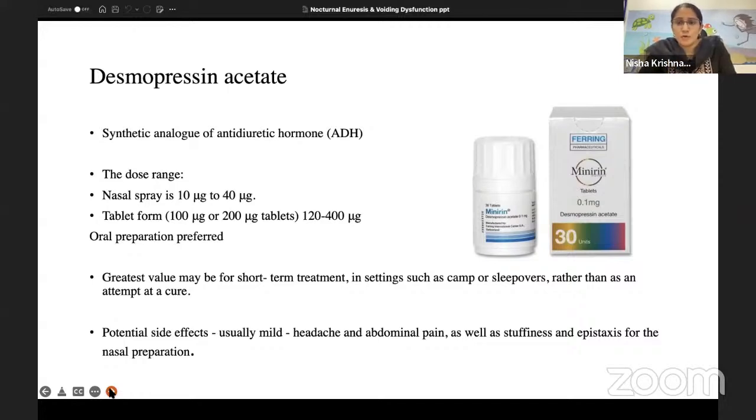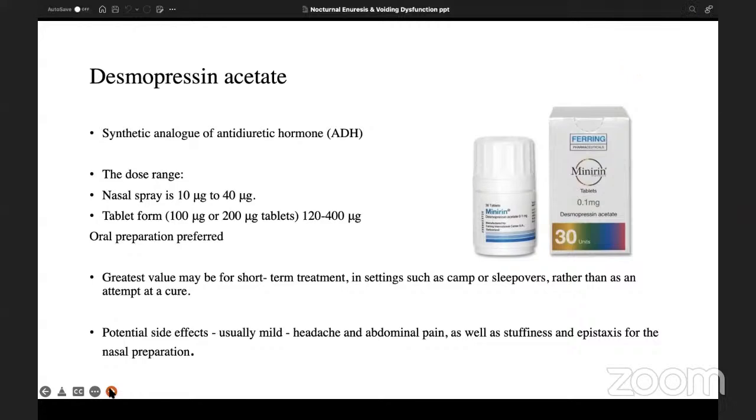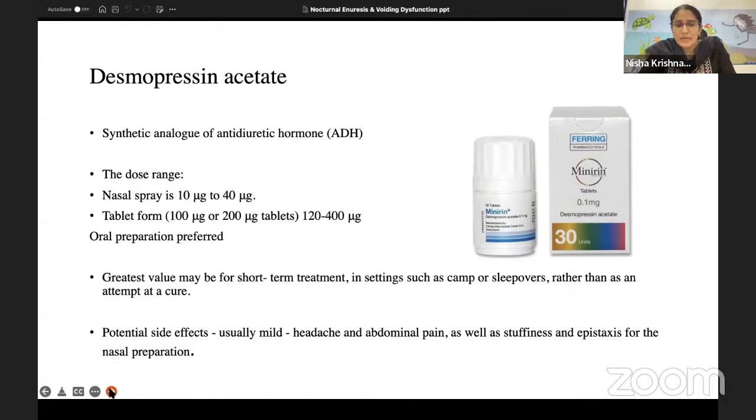For example, if the child has to go for a picnic or a sleepover, these can be very useful. There are, of course, some side effects like a headache or abdominal pain or nasal stuffiness, etc. Also, things like the nasal spray may not work if the child has already got a case of rhinitis, because the absorption then becomes erratic.